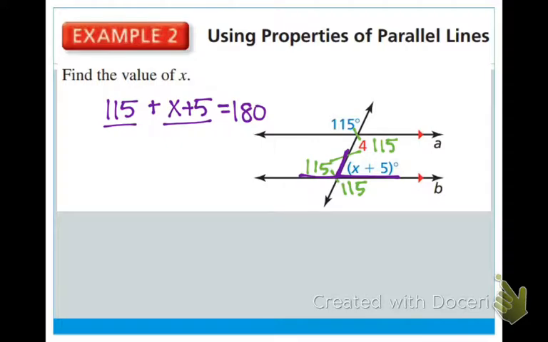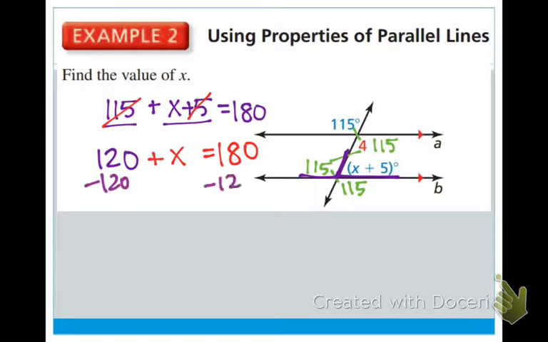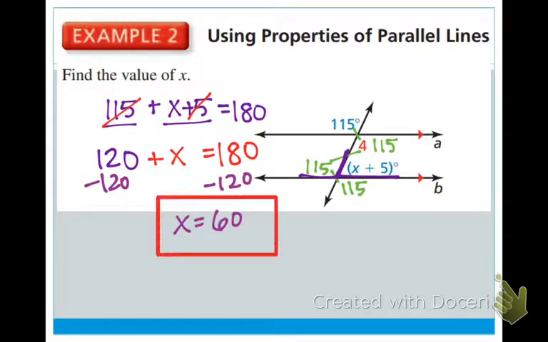Okay? So it's 115 plus 5? 120. So we added these. Then you got plus x equals 180. What do I do next? Subtract 120, so then x equals 60. So, if geometry is not your jam, okay, it's not your thing, you're just trying to get by with your life, okay, just do this.